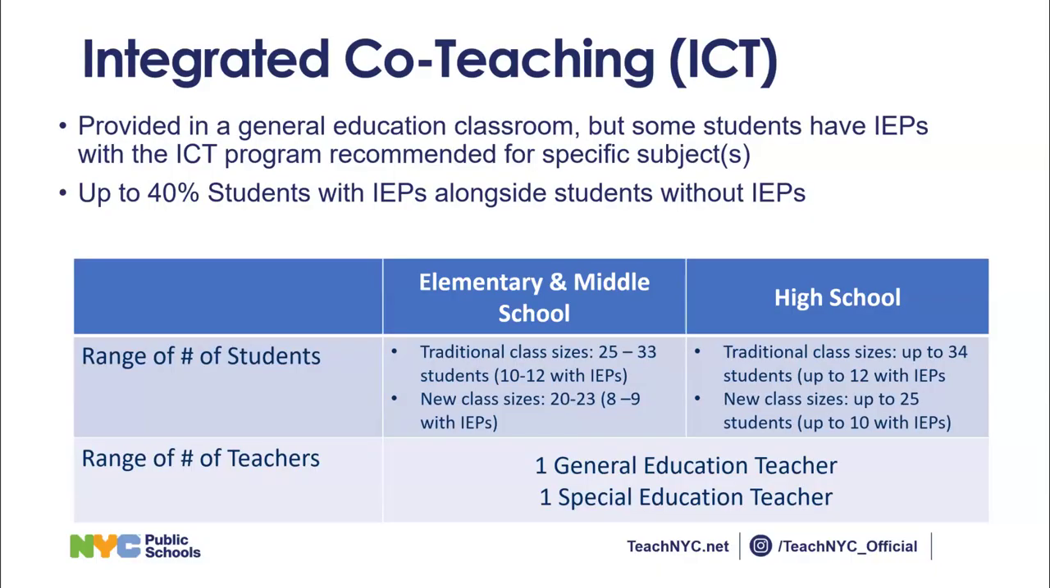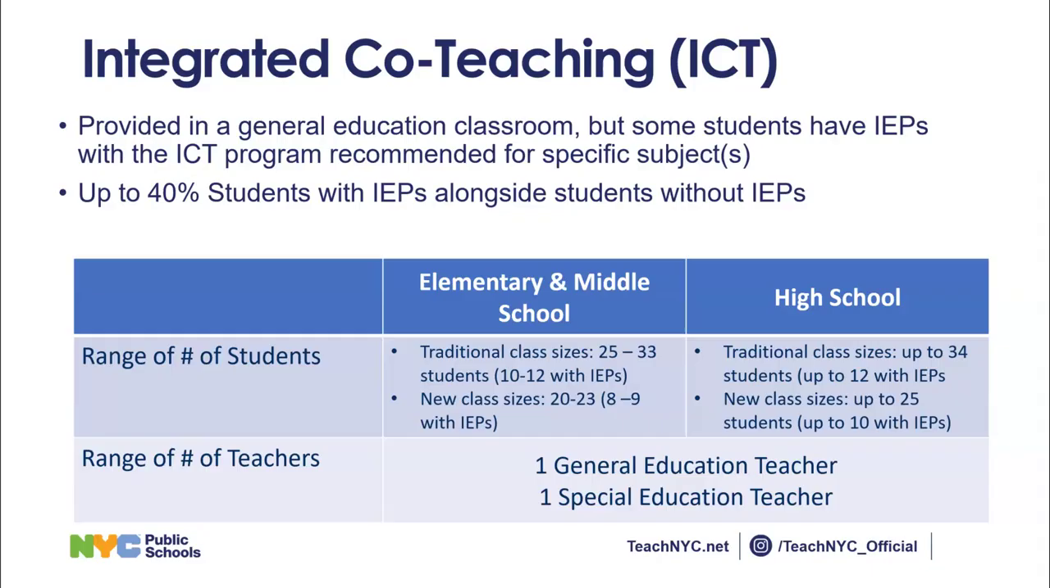So integrated co-teaching, or ICT, is provided in the general education classroom, but some students have IEPs with the ICT program recommended for specific subjects. And as you can see, up to 40% of students with IEPs along with students without IEPs. So as you can see, there's a range of number of students. The traditional class size is 25 to 33 students with 10 to 12 with IEPs. The new class size laws will be changing that. So it'll be 20 to 23 and 8 to 9 with IEPs.